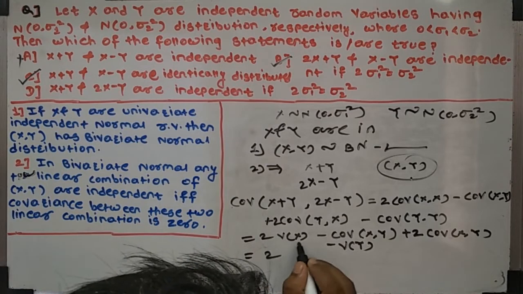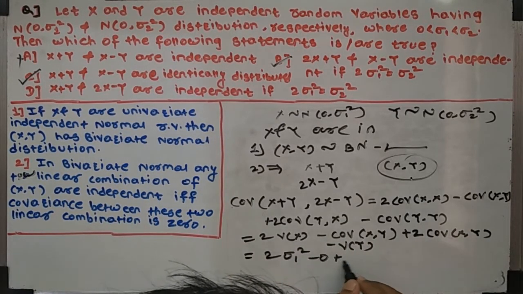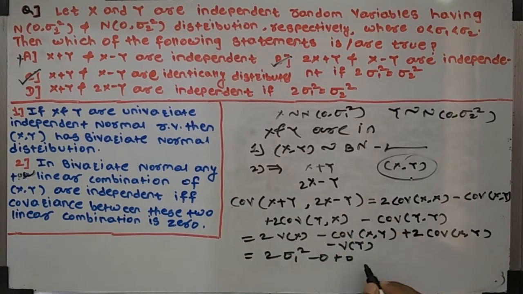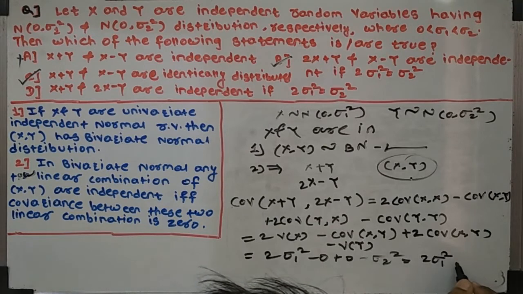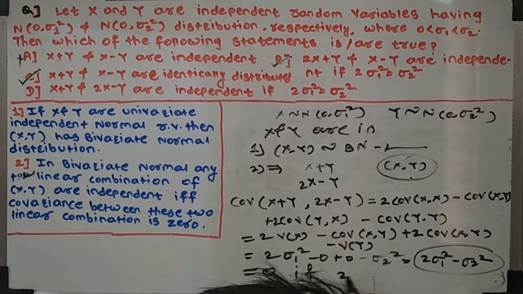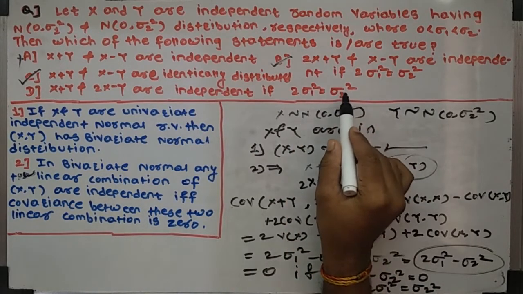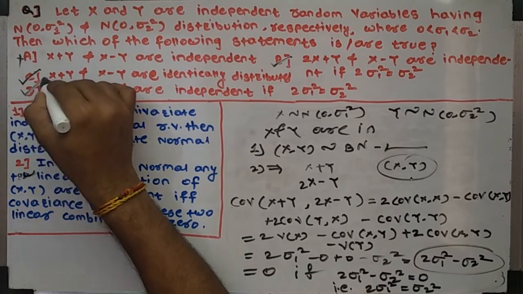Here we know the variance of x is sigma 1 square, the covariance is 0 because x and y are independent, and the variance of y is sigma 2 square. So this is equal to 2 sigma 1 square minus sigma 2 square, which is equal to 0 if this term is 0. That is, 2 sigma 1 square minus sigma 2 square equals 0, which means 2 sigma 1 square equals sigma 2 square. Here, see, we checked 2 sigma 1 square equals sigma 2 square. So the answer is true.